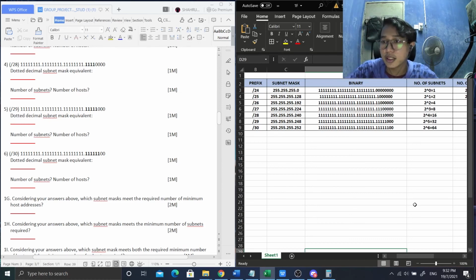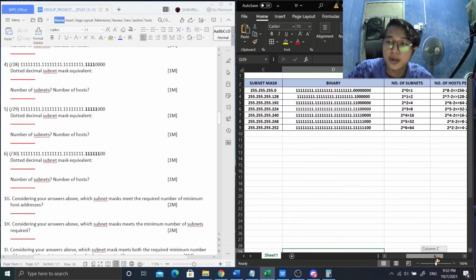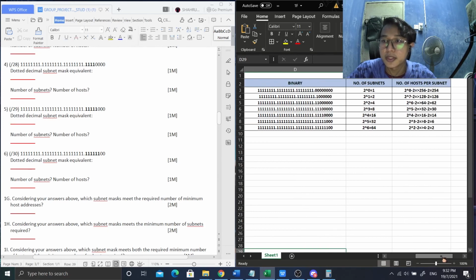For the number of subnets, as we can see, we have 6 bits. So 2 power of 6 equals 64. And for the number of hosts per subnet, 2 power of 2 minus 2, because we have only 2 0s. So implies 4 minus 2 equals 2. So the number of hosts per subnet for question 6 is 2.